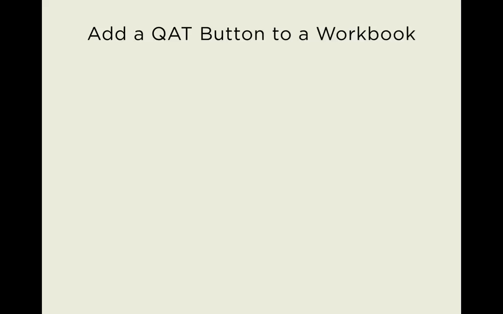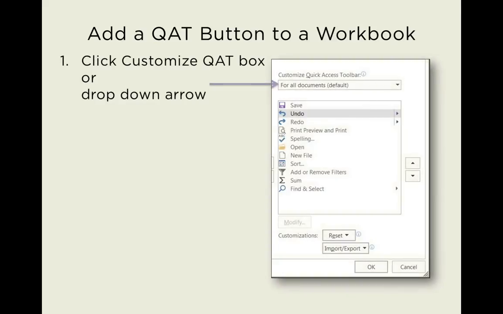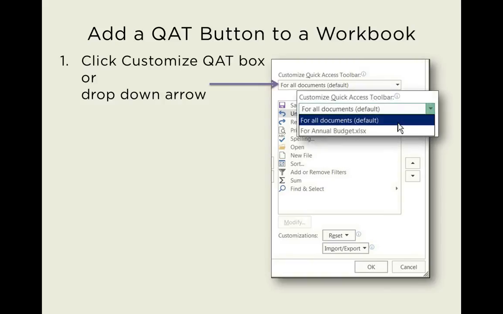Many buttons that you will use belong in use for all your workbooks. However, you may find that working in a particular workbook may be enhanced by providing that individual workbook with extra buttons, buttons that do not need to be displayed for the other workbooks. Let's look at how to accomplish this. In the Customize Quick Access Toolbar dialog box, you can select either for all documents or the specific workbook you are in.